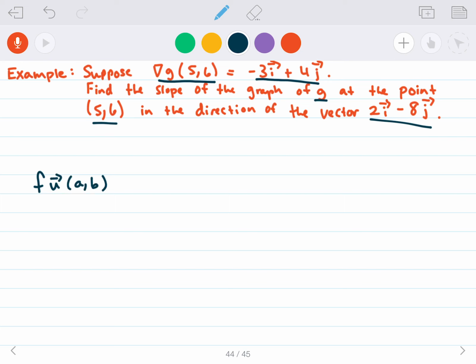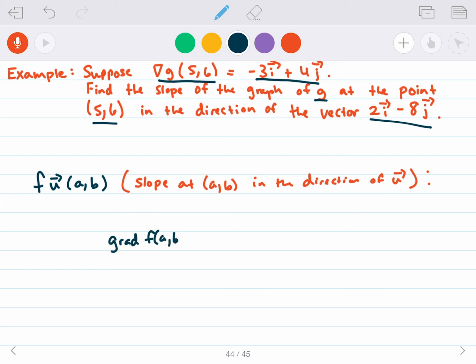This is going to be, and again, just hammer this into your brain that this is the slope at a, b in the direction of u. Okay, just hammer that in your brain. Okay, so this is equal to the gradient of f at a, b dot u. Alright, so we already know, well actually I should have maybe called this g. Let's do that actually. Too many g's.